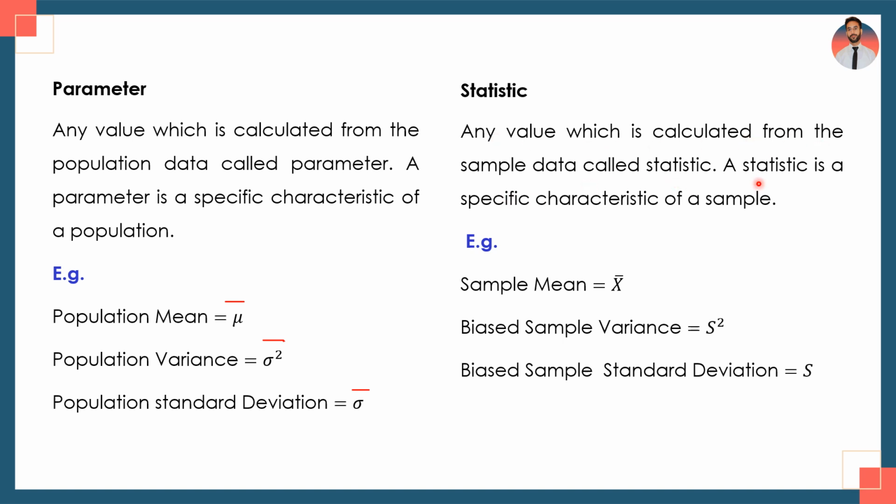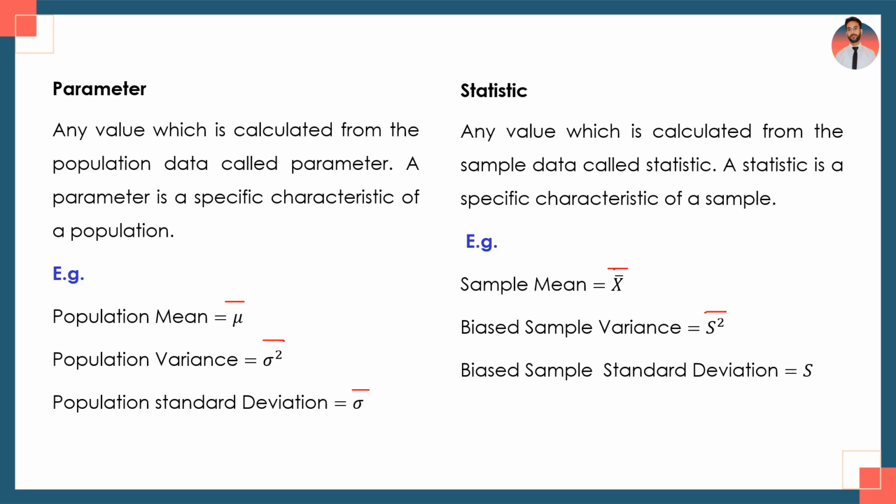statistic. A statistic is a specific characteristic of a sample. So anything you calculate from sample information is included in statistic. For example, I calculate x bar, the sample mean, which is calculated from the sample data and is denoted by x bar. Biased sample variance is denoted by s square, and we normally calculate it from sample information, sample data.